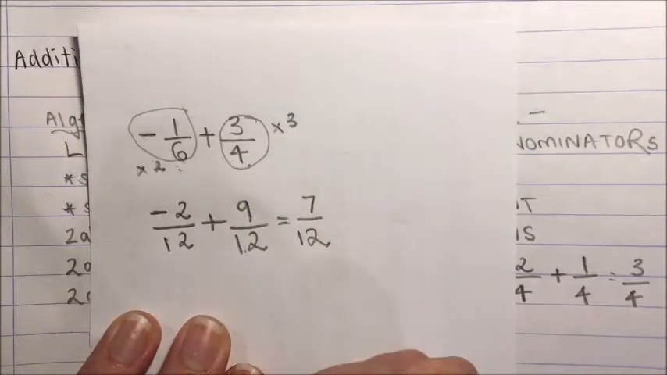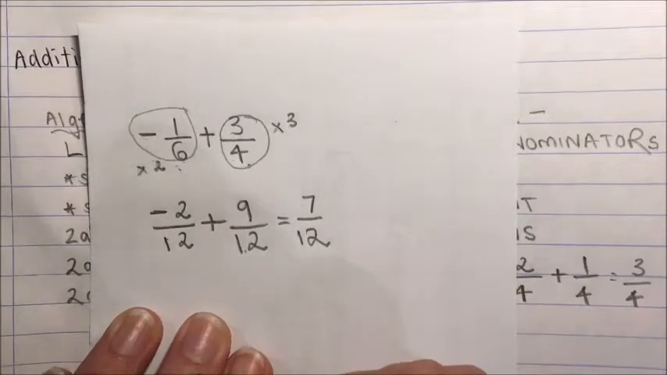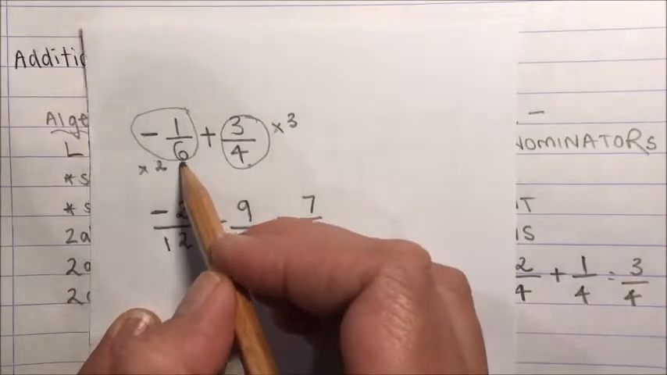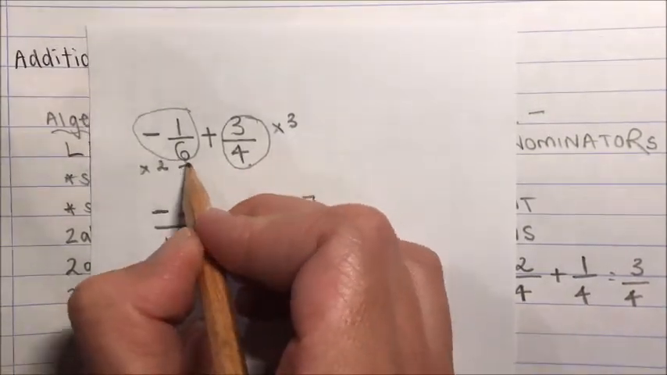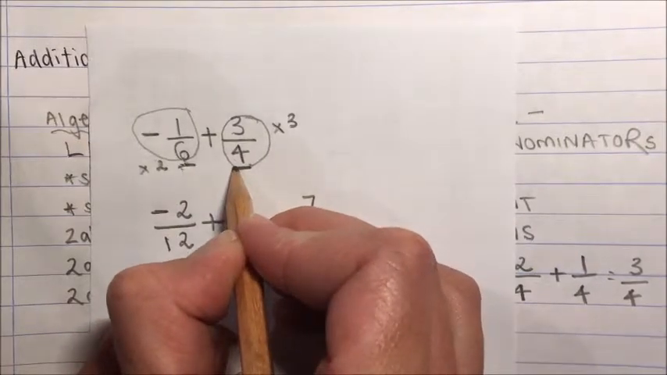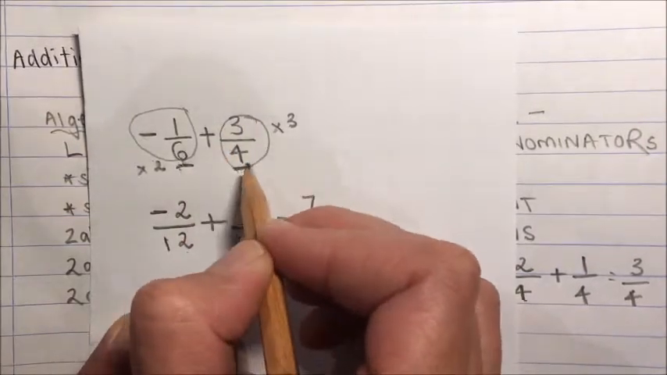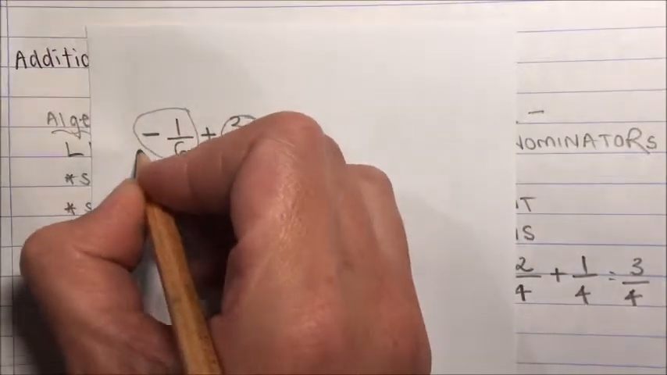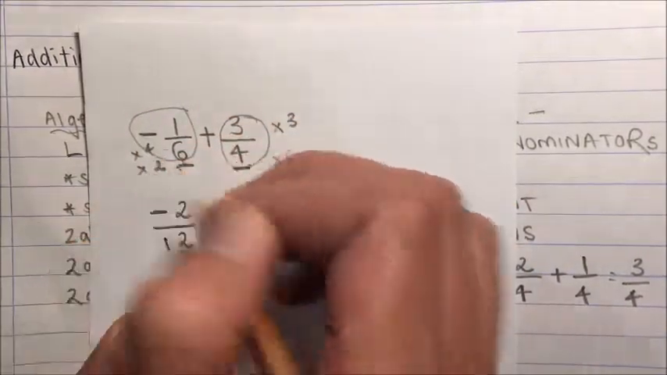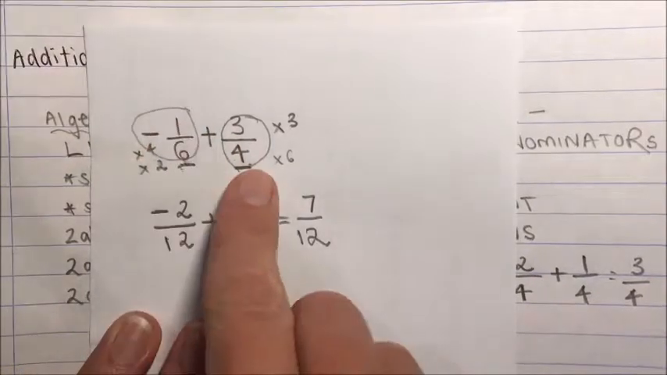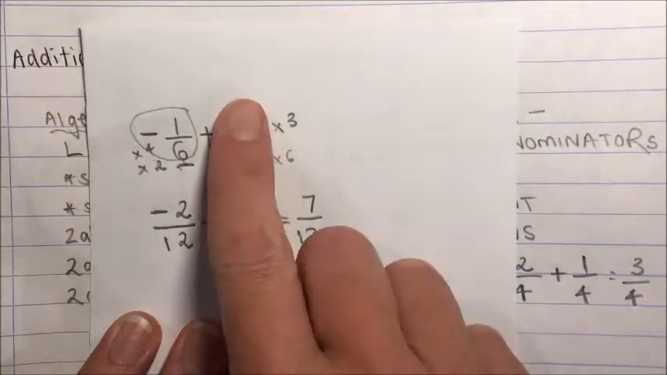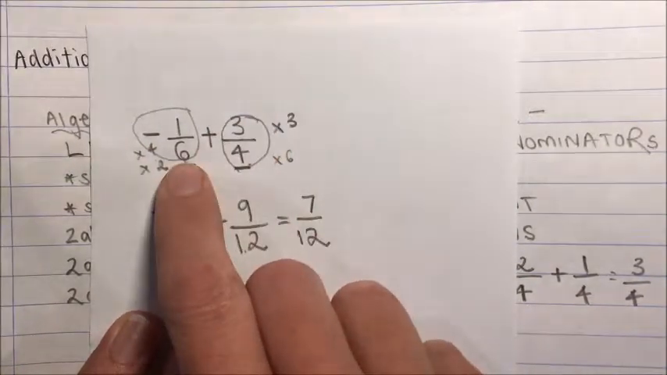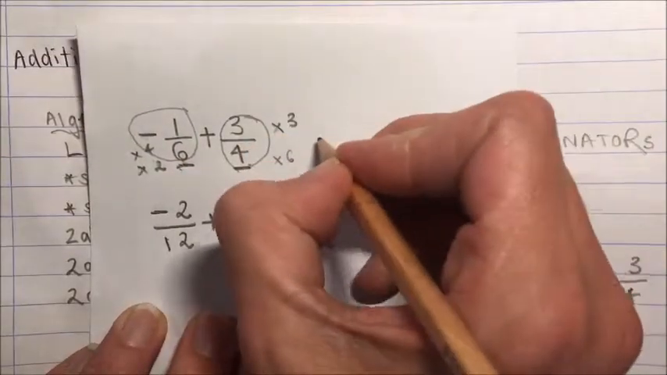Now, if you don't know common multiples, that a common multiple of 6 and 4 is 12, another way you can do it is just to look at these denominators. So I've got a 6 here and a 4 here. And I can multiply all of this by 6 and all of this by 4. So you just multiply one side by the denominator of the other, then you multiply the other side by the denominator of the other.